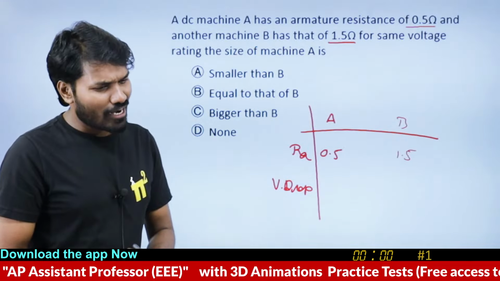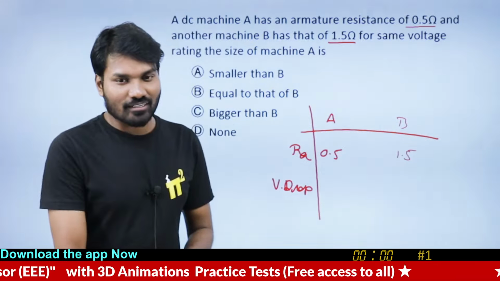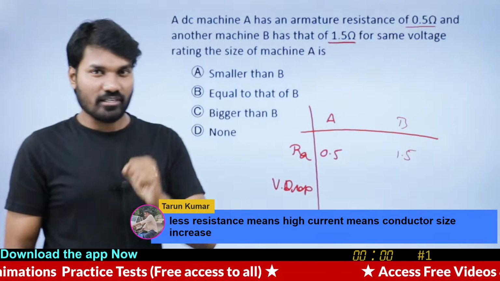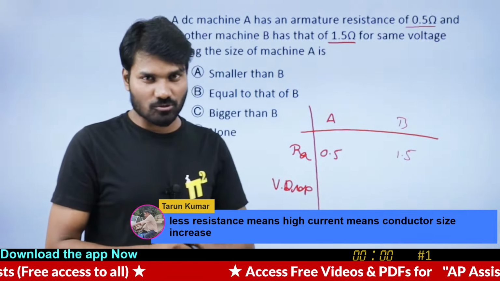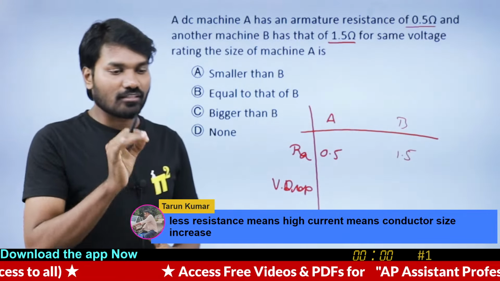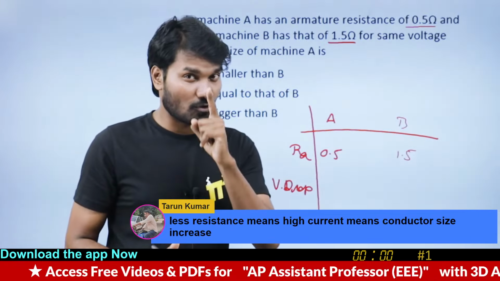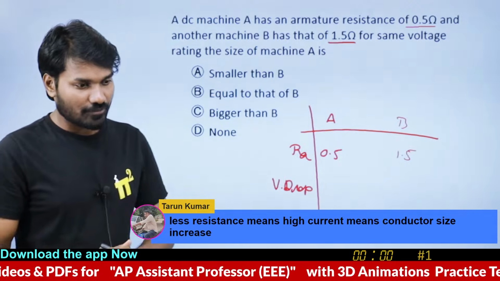Less resistance means high current. Aha, careful. Tarun is saying something very interesting. We'll have to discuss this point. This is false. Many people understand this wrongly. Exactly, Tarun has done that. This is a wrong way of understanding. Just keep a note of Tarun's statement, I'll explain.